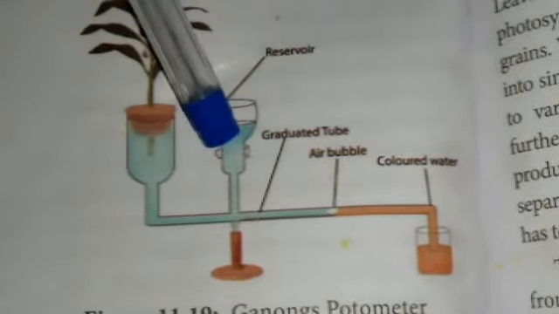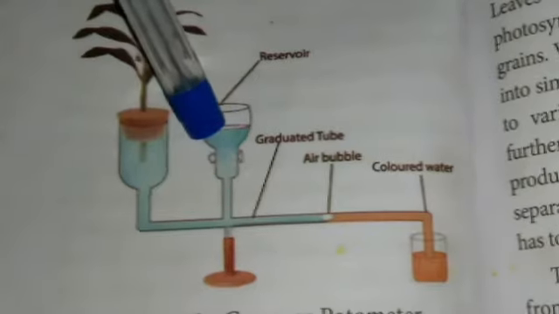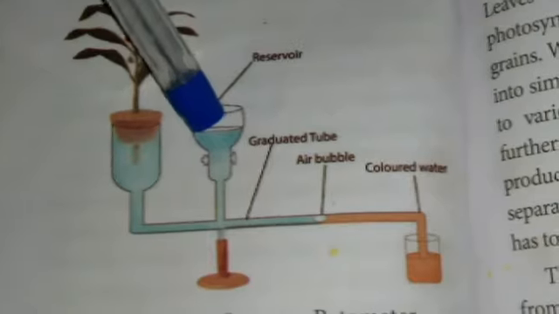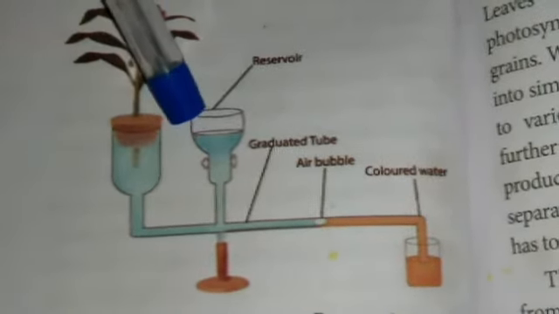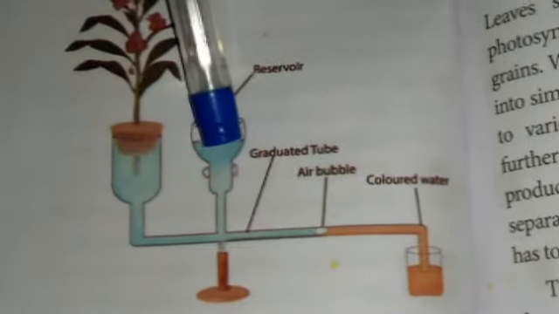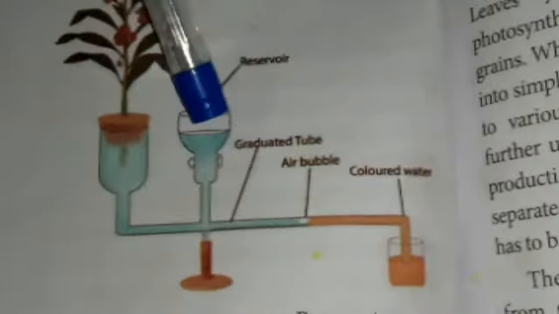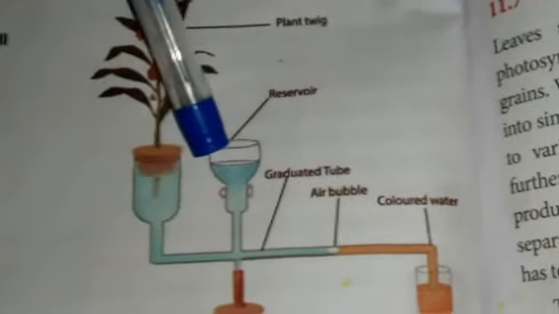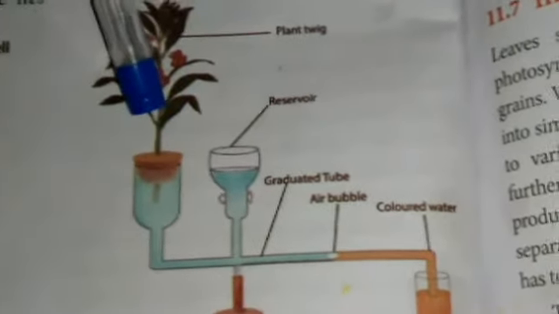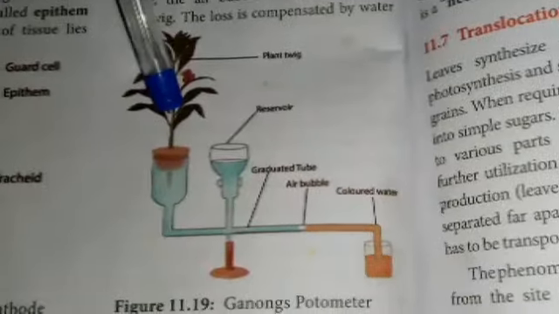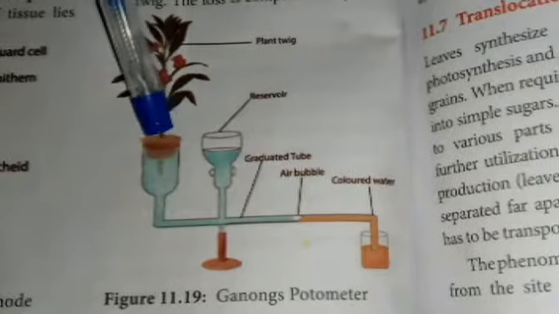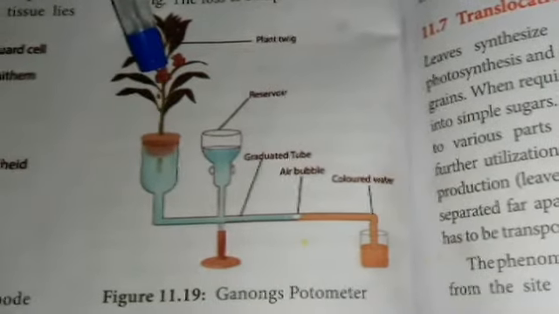A reservoir, that is a storage of water, is fixed to the horizontal tube near the wider end. The reservoir has a stopcock to regulate the water flow. The apparatus is filled with water from the reservoir. A twig, that is a part of a plant, is fixed to the wider arm through a split cork.